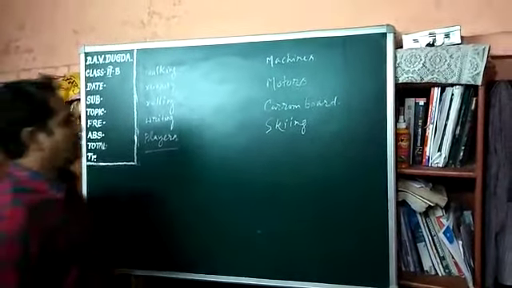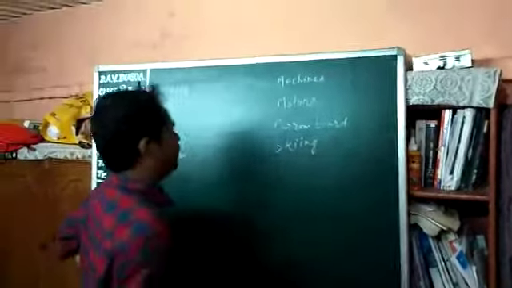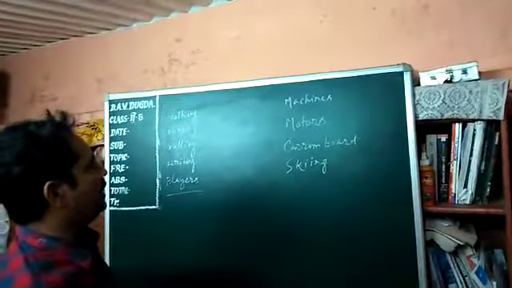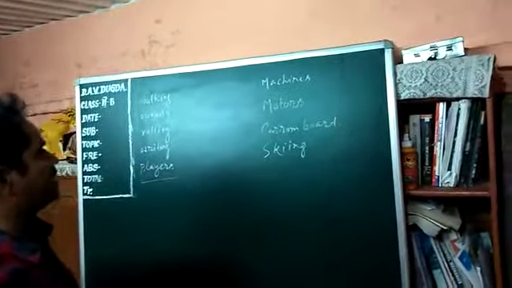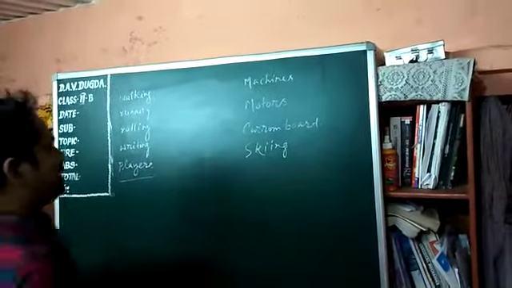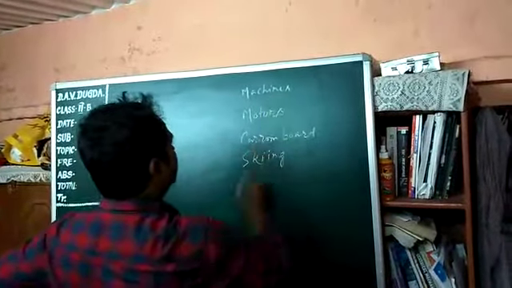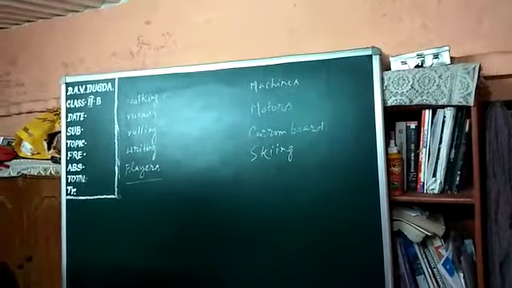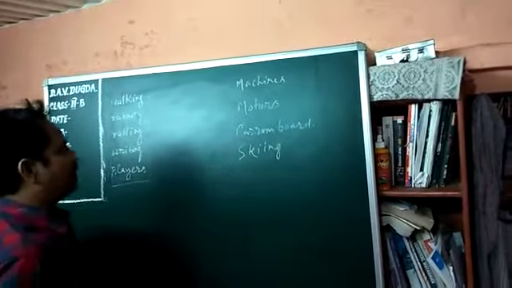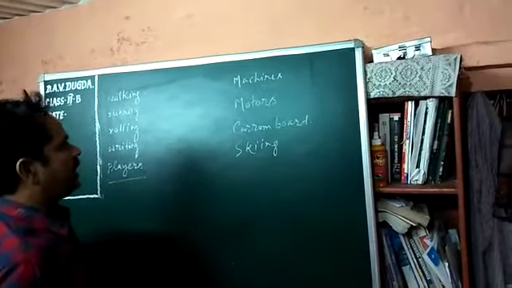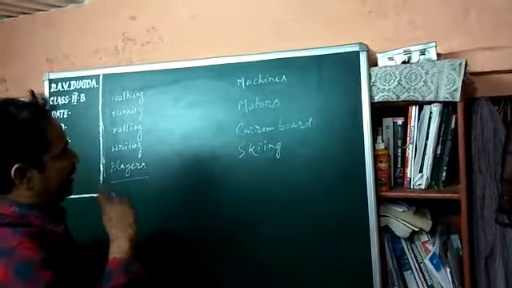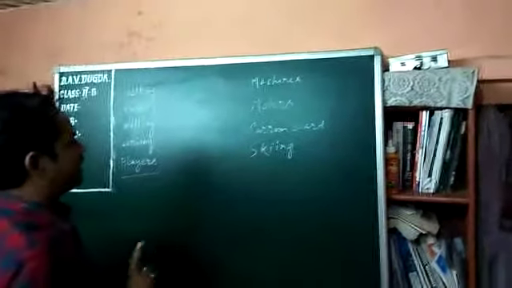Now, in this video, we will discuss how we need to reduce friction in some cases. First, machines. Machines are made up of several parts, and one part moves over another part.